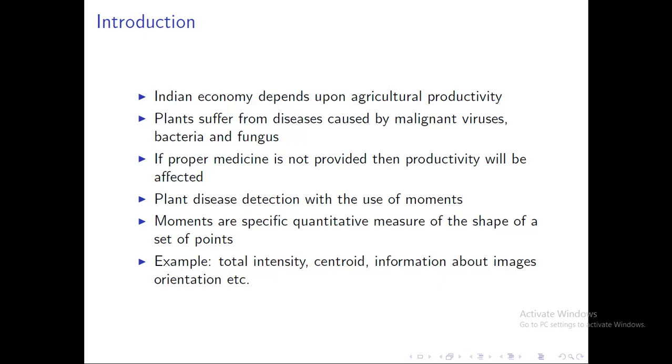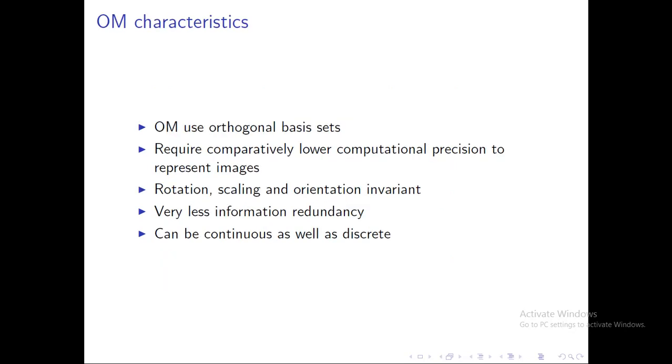Here we are presenting plant disease detection using moments. Moments are specific quantitative measures of the shape of a set of points, for example, total intensity, centroid, information about images, image orientation, etc. Moments are of various types, but here we are using orthogonal moments.